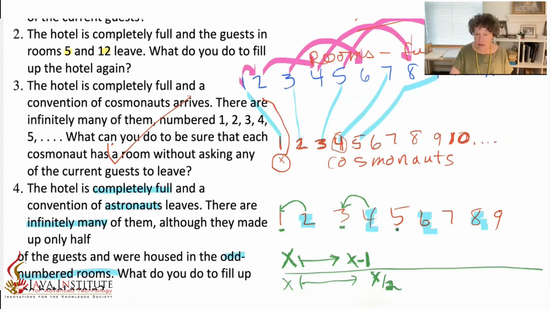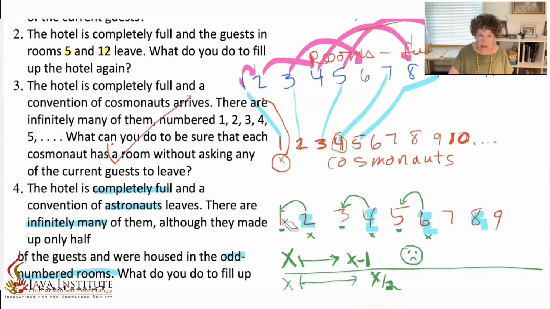6 would go to 5. So 5 would be full. But what's happened is now we've got the even numbers empty. Do you see how that works? Yeah, now the even ones are empty. So that's why it's so important to come up with an idea and then test it. So this doesn't work. Because everybody moves over one, different rooms are empty, but rooms are empty.